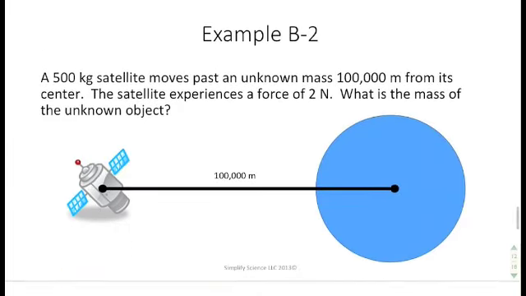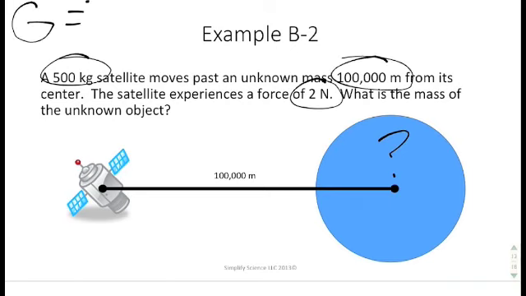So now, we have a 500 kilogram satellite that moves past an unknown mass, so this is what we don't know. It says the satellite experiences a force of 2 newtons whenever it's 100,000 meters from the object. We want to know what is the mass of the unknown object. So we have a mass 1, we have a distance, and we have a force. Remember, we always know G. Okay, so we can use the equation F equals G M1 M2 over d squared.